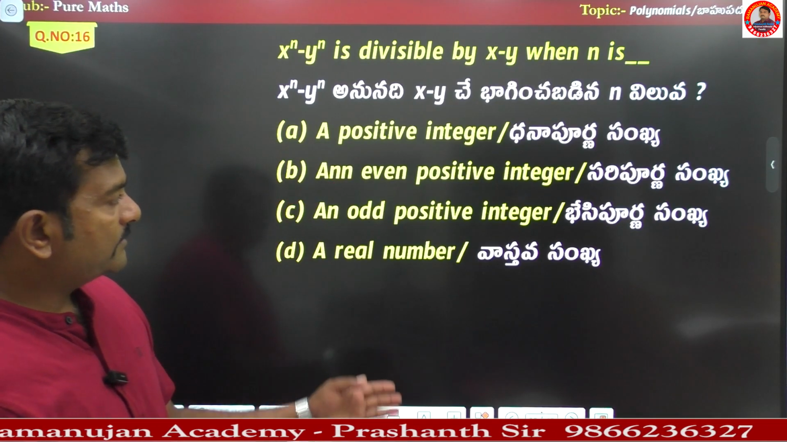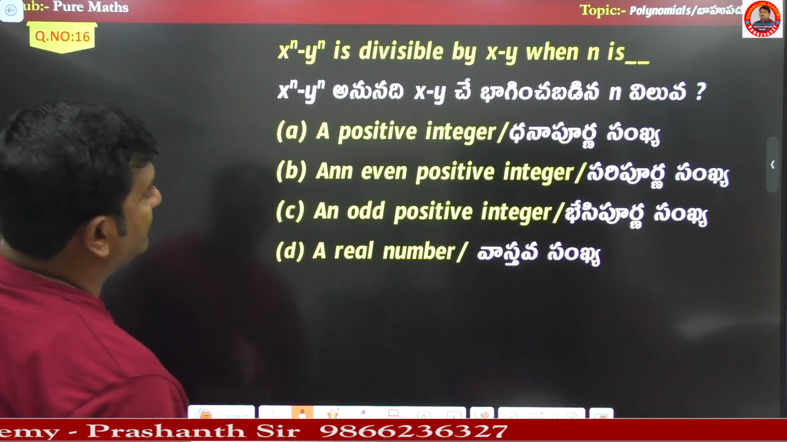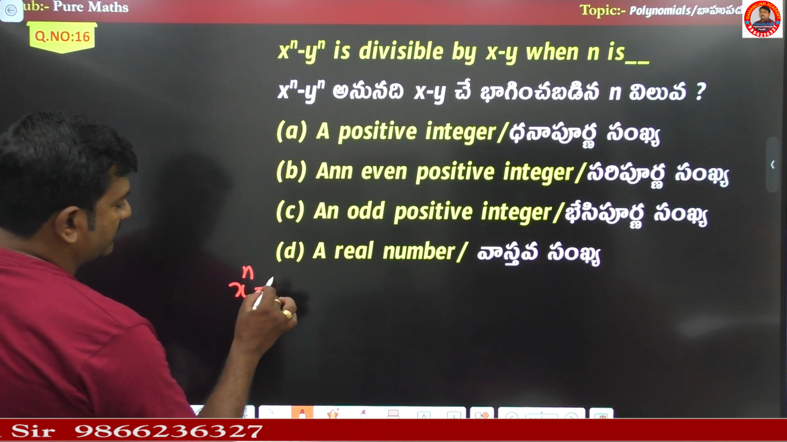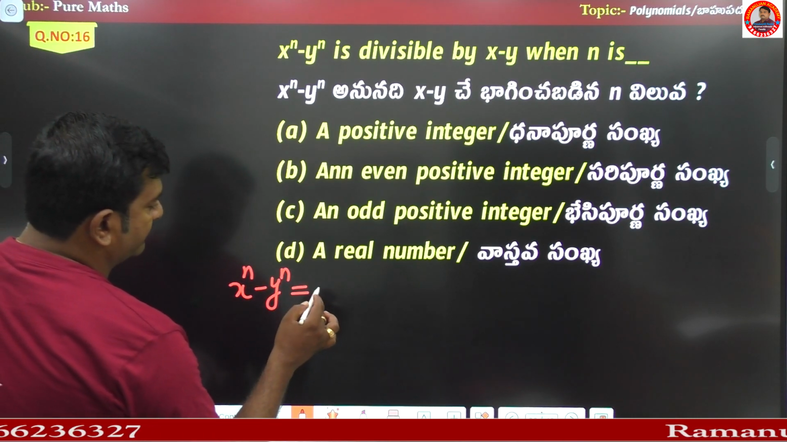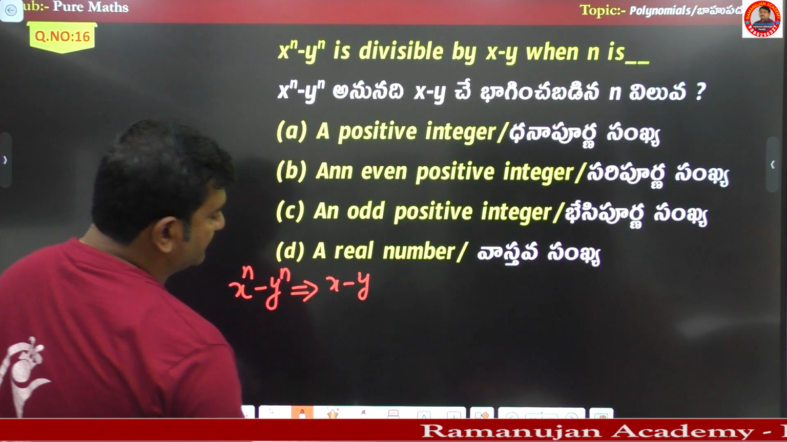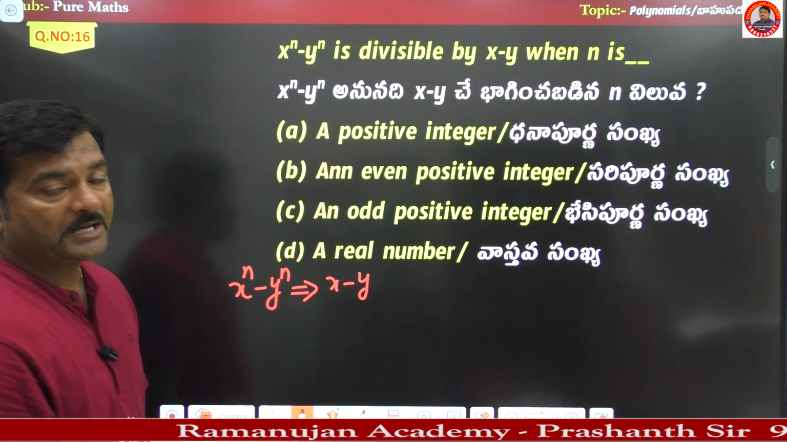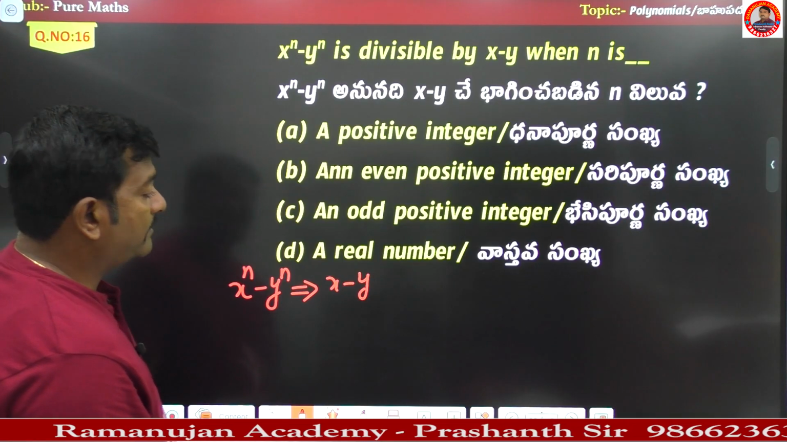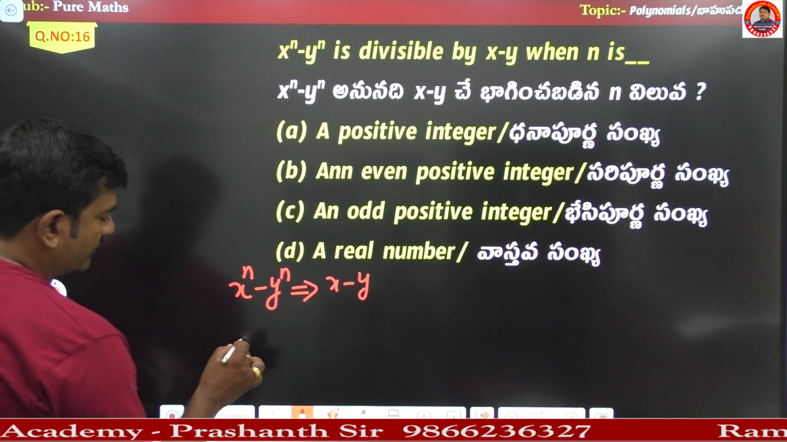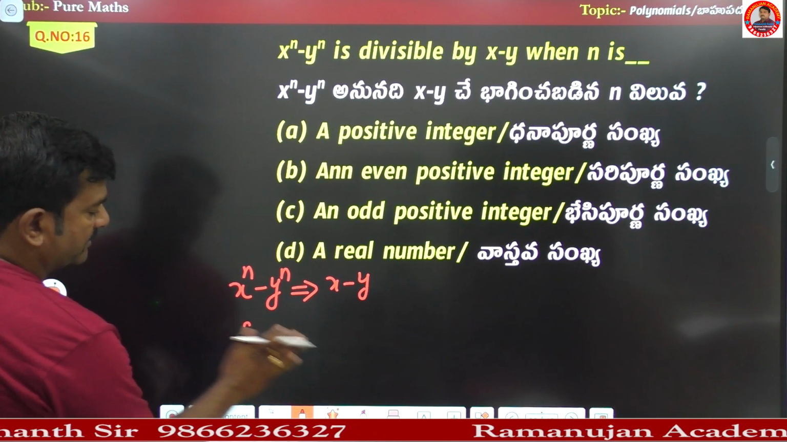Even now you can pause the video and check this condition. x power n minus y power n is divisible by x minus y when n is... Again the same question. x power n minus y power n is divisible by x minus y. Again we are going to check randomly with even and odd numbers. You put an even number here, 3 power 2, or else we'll take a bigger number.